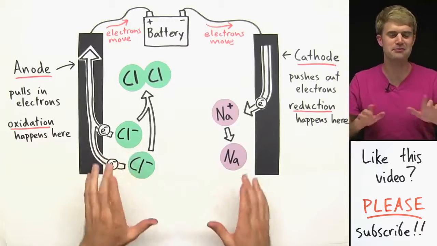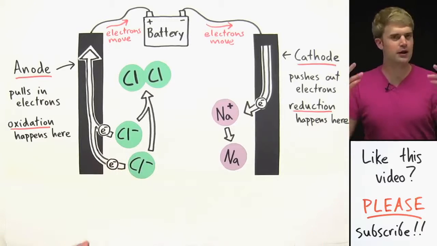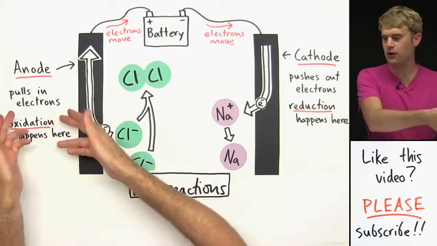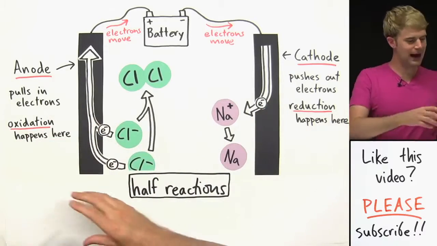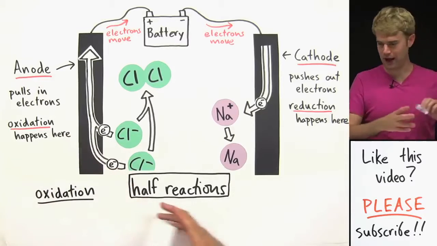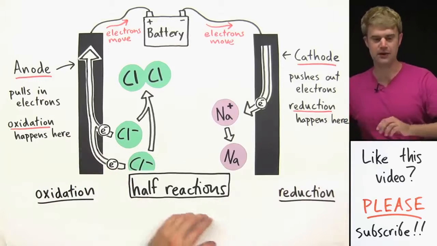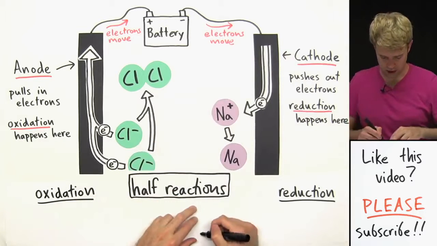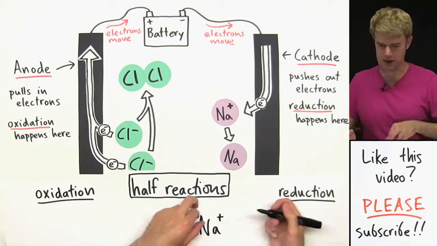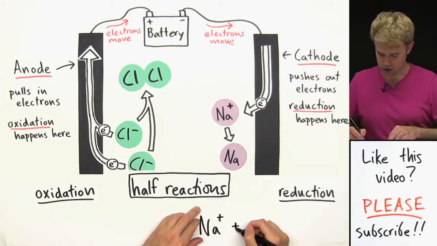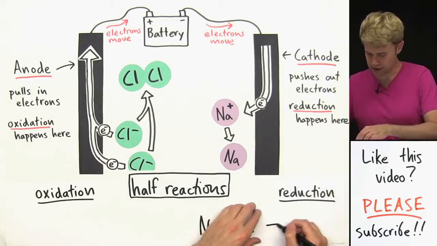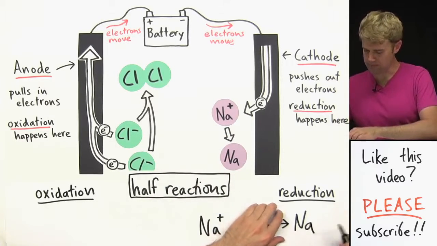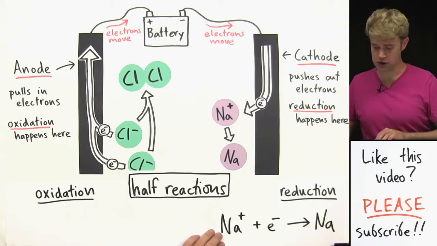Here's a diagram of the process that I just showed you. I want to use this to write half reactions for what's going on at the anode and the cathode. So oxidation happens at the anode and reduction happens at the cathode. Let's write these half reactions. So over here at the cathode, we start out with Na1+. That gains an electron, plus e-, the symbol for electron, and that gives us neutral sodium, Na, without a charge. That's how we know it's neutral.